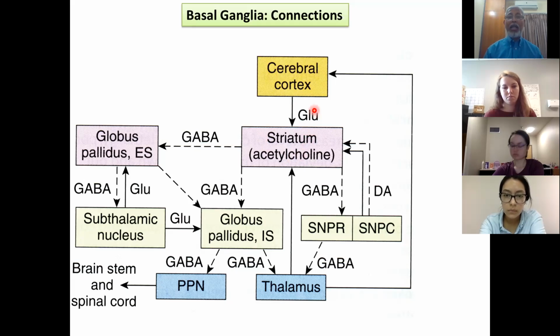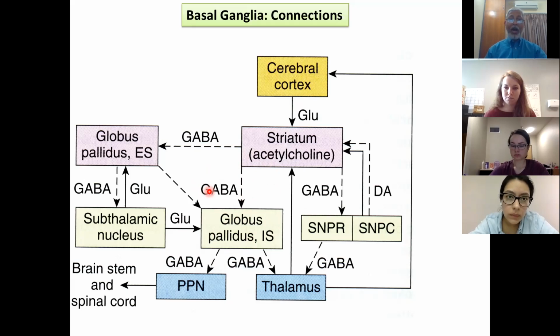Okay. So what type of neurotransmitter will be released at the corticostriatal junction? It will be glutamate. So glutamate is an excitatory neurotransmitter. If glutamate is released here, what will be the response in the striatum? Will the striatum be inhibited or excited? Excited. Good. So if the striatum is excited, what will it release? The striatum will release GABA at the striatum-globus pallidus junction. Now, GABA is an inhibitory neurotransmitter, right?